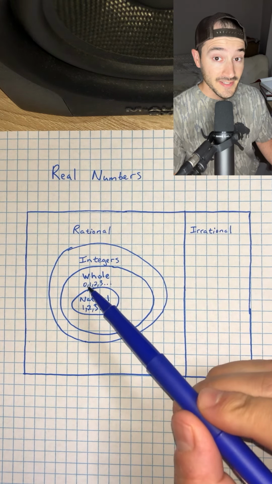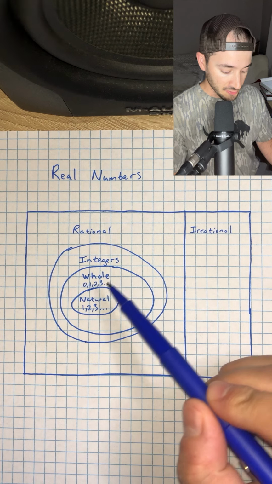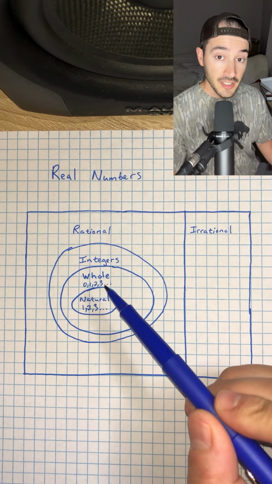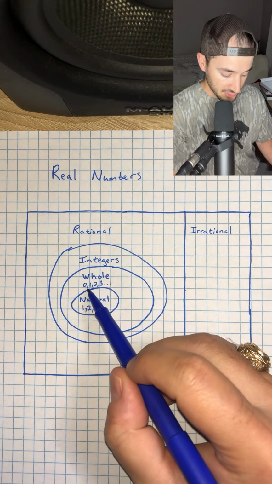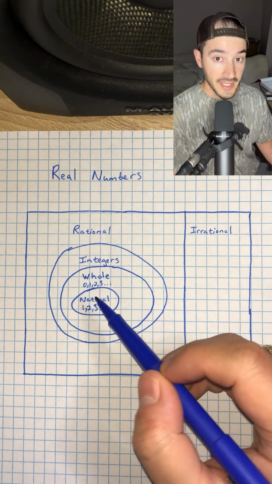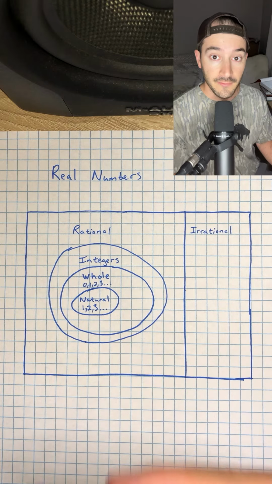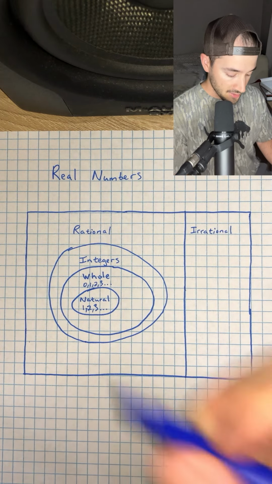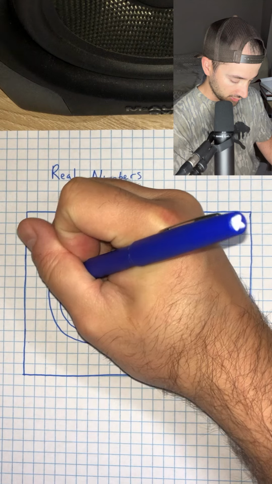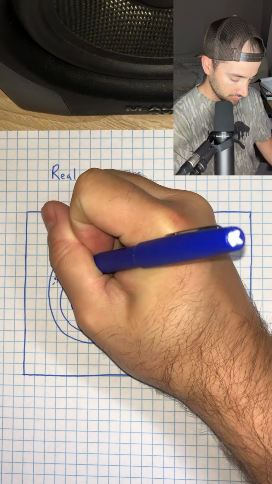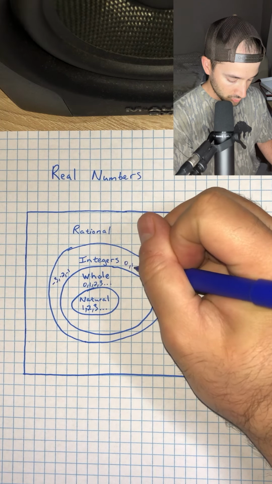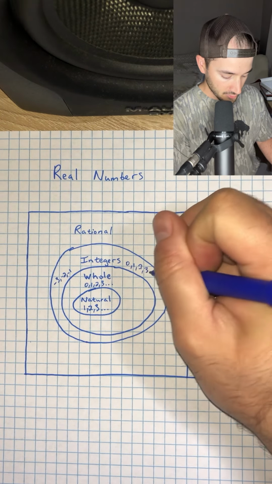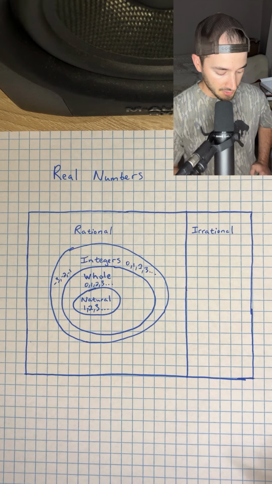The next category is integers, and so integers includes all your whole numbers plus the negative versions of those numbers. So you're going to have 0, 1, 2, 3. You're also going to have -1, -2, -3, and so on. Okay, so for integers, I'm going to put -3, -2, -1, and you're also going to be including 0, 1, 2, 3, all the way to infinity.